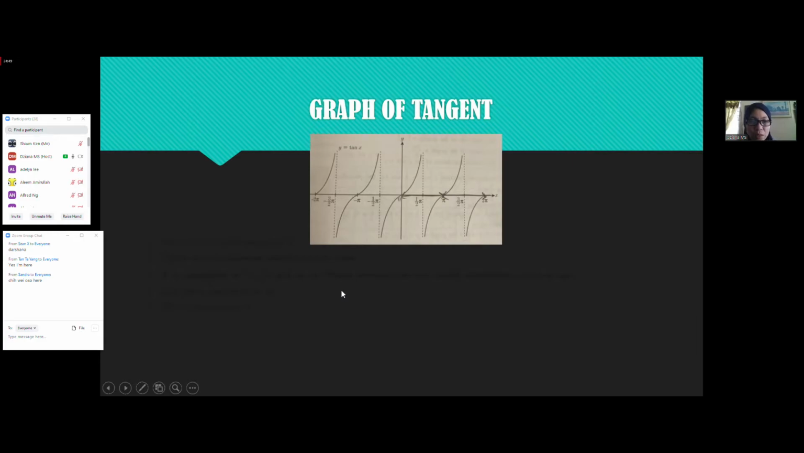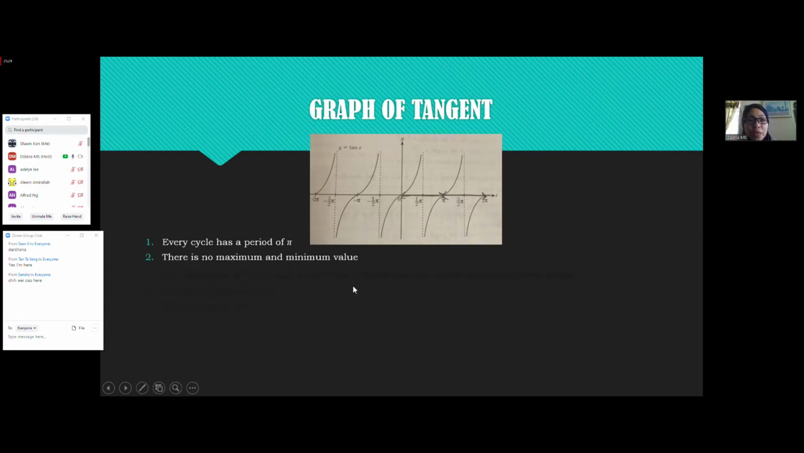What are the characteristics of tangent? Every cycle has a period of pi. So one cycle is from here to here. You see? They have the same cycle for every pi. So this one and this one is one cycle. Continue. This one and this one is one cycle. So in 2 pi, you have two cycles actually. One cycle here, another one cycle here. For 1 pi, you have 1 cycle here.